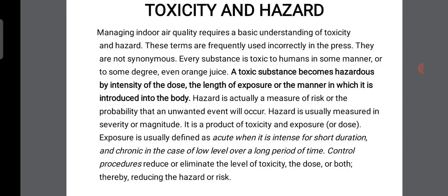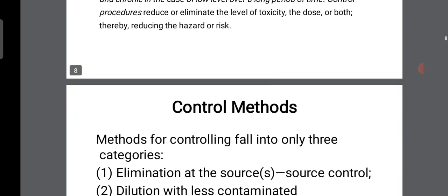Hazard is actually a measure of risk or the probability that an unwanted event will occur. Hazard is usually measured in severity or magnitude. It is a product of toxicity and exposure. Exposure is usually defined as acute when it is intense for a short duration and chronic in case of low level over a long period of time. Control procedures reduce or eliminate the level of toxicity, the dose or both, thereby reducing the hazard or the risk.